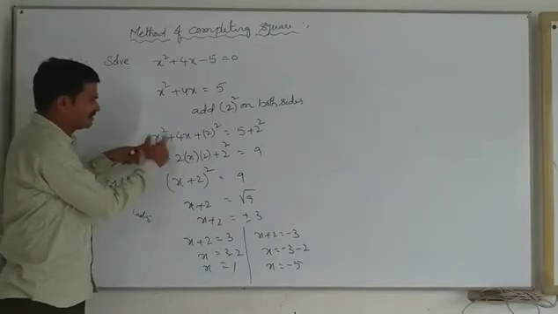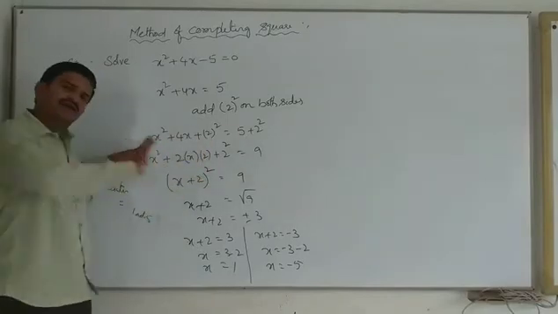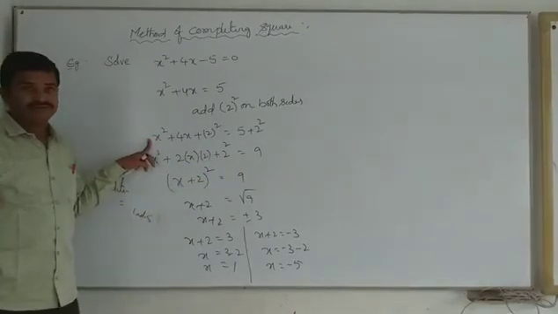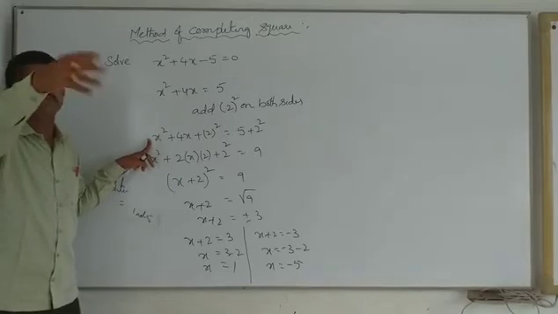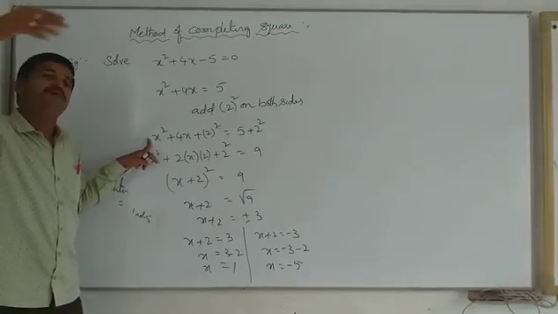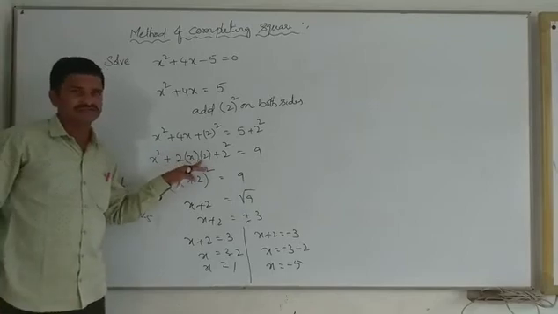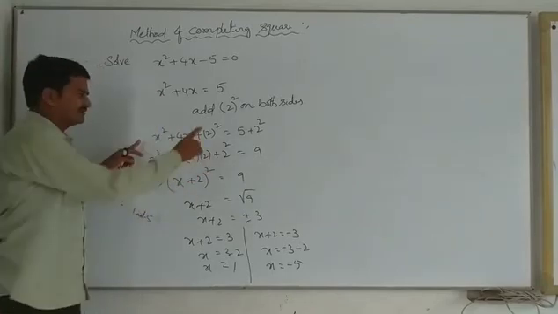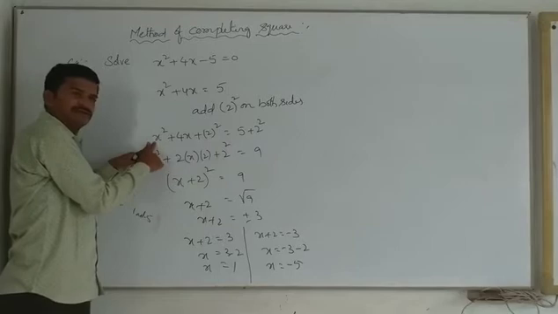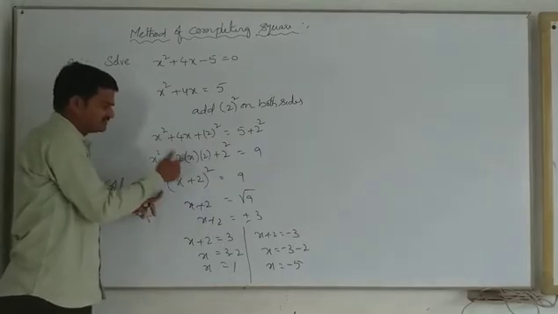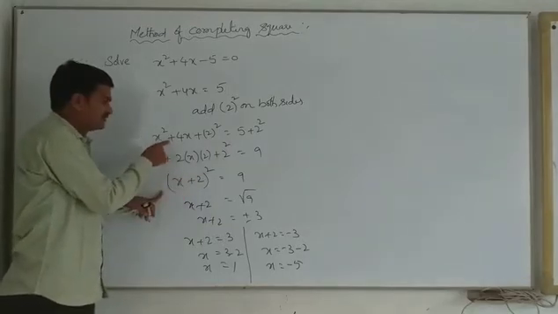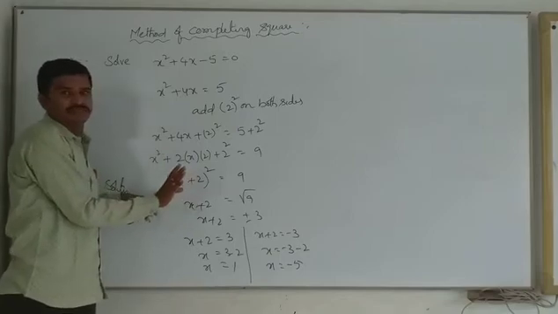Whatever is there here, that square you can write it always. Sometimes it will come in terms of fractions. By the time, you may not know how to convert like this, then no problem. Whatever is there here, that. If it is minus, here you can keep minus. If it is plus, here you can keep plus. That's all. Are you clear?